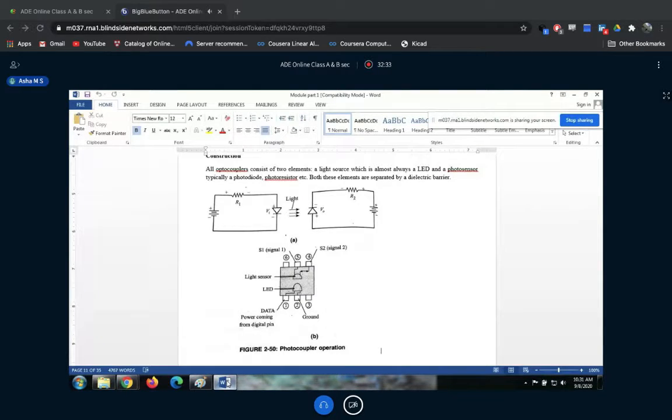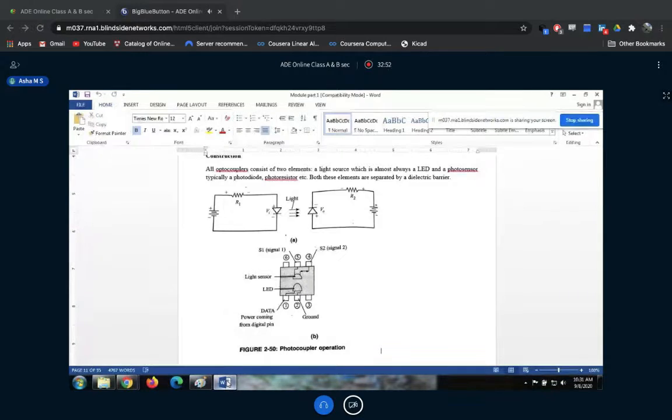First you need to apply KVL for the input side, find out IB, then IC is equal to beta IB, find out IC, then apply KVL to the output side. First story, remember. Okay, so what is the second story? The second story is all about the working of PN junction. What is forward biased? What is reverse biased?